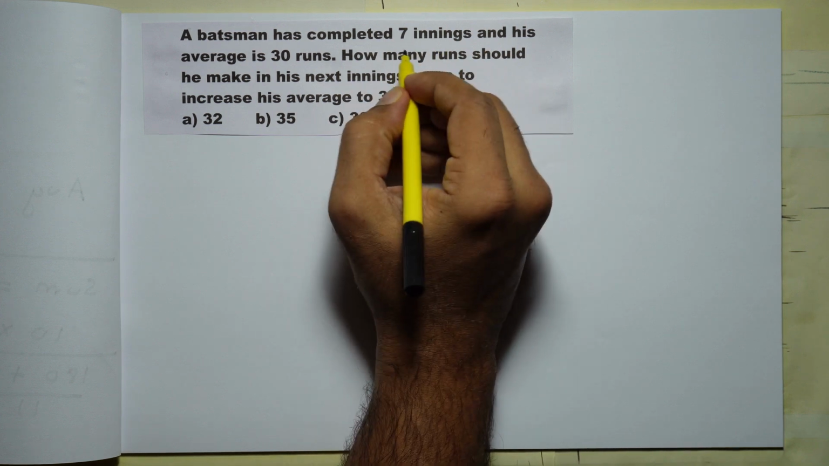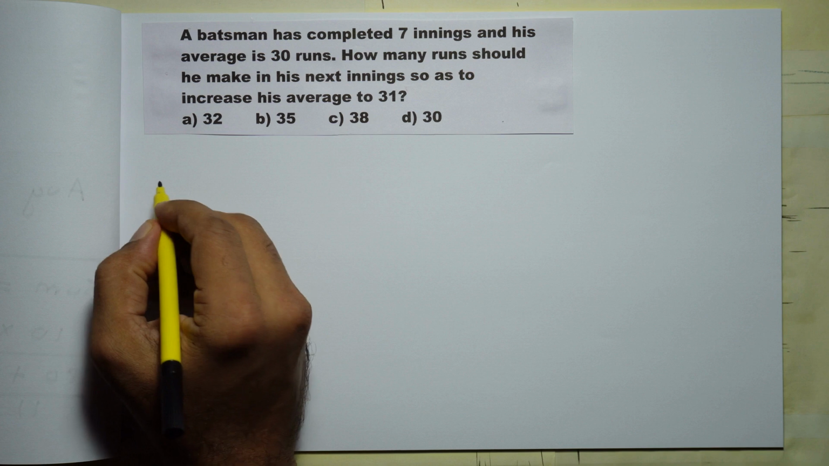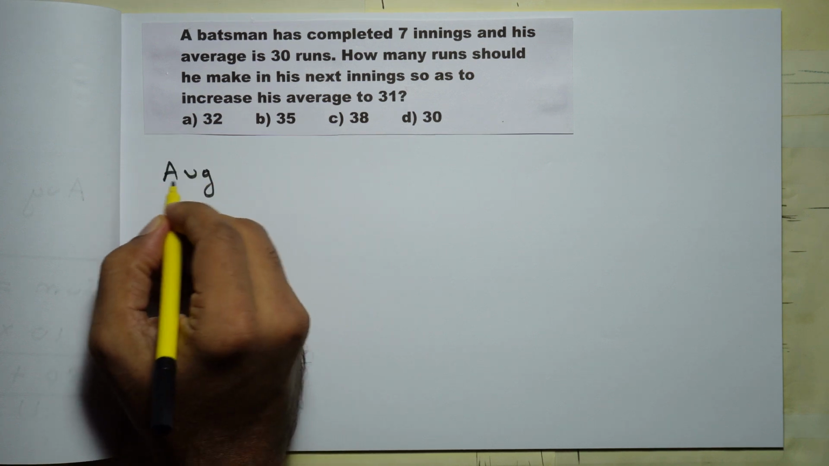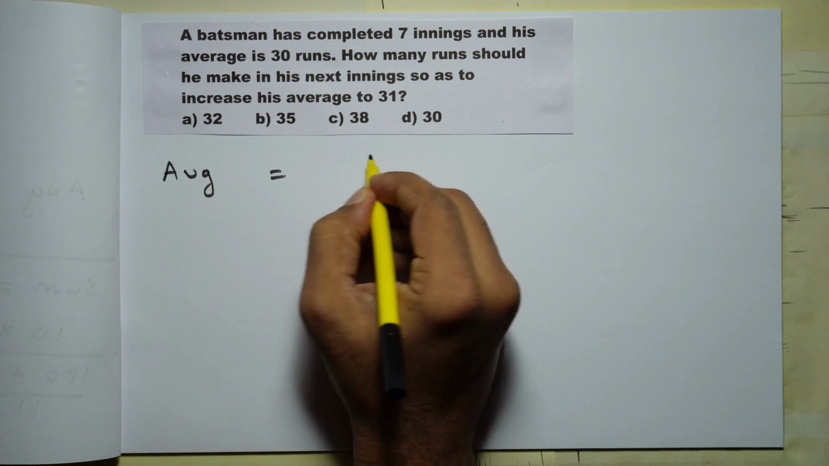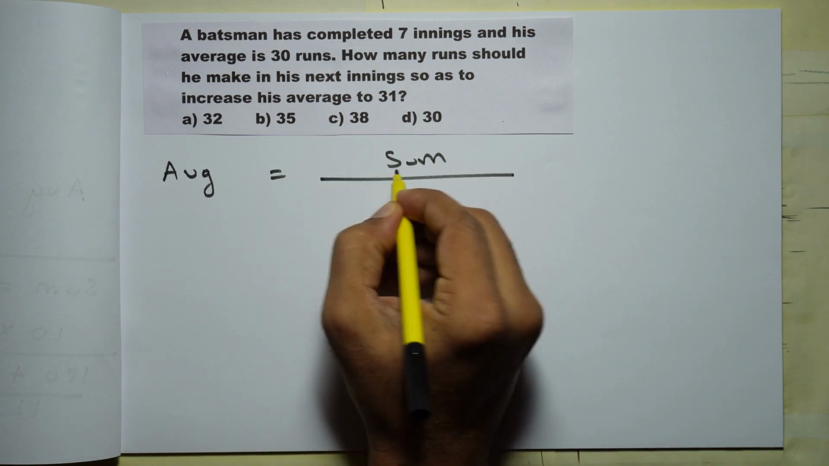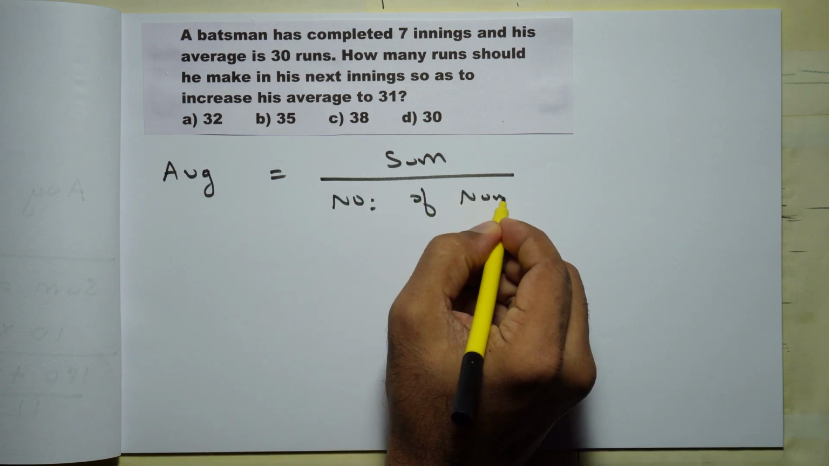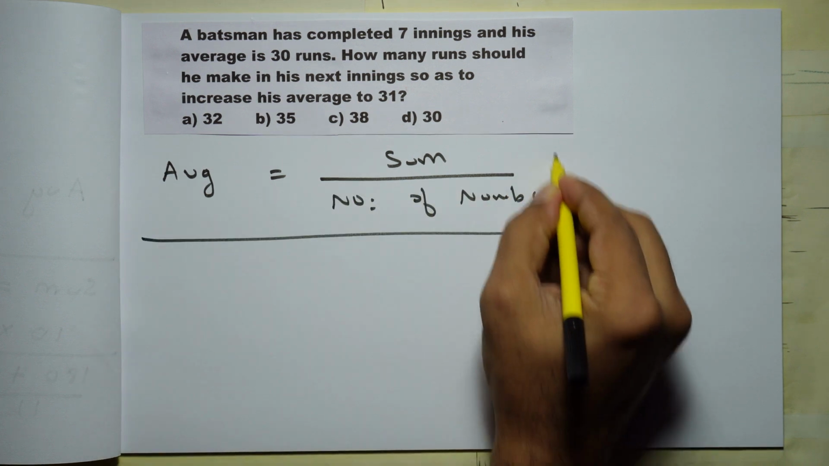Now that can be calculated using the basic formula. Some numbers are there and the basic formula says the average of these numbers is given as the sum of all the numbers, you add up all the numbers, divided by the number of numbers. So this is a basic formula.